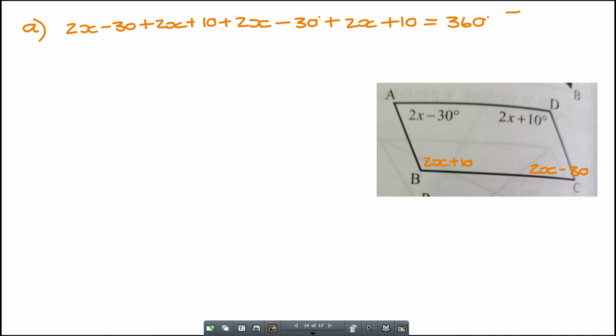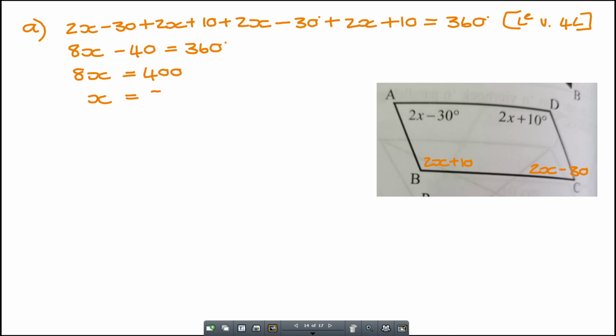360. Hoeke van 4 hoek. Okay, so 2, 4, 6, 8x. Minus 30 plus 10 is minus 20, so is dit minus 40, nee. Gelyk aan 360. So 8x is gelyk aan 400.